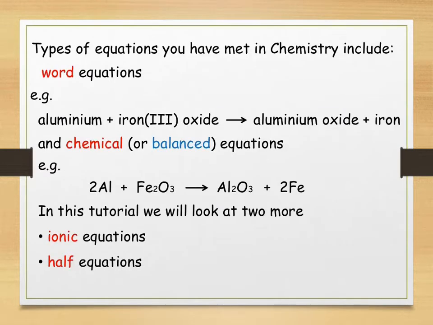So far, we have looked at both word and chemical or balanced equations. The word equation being, for example, aluminium plus iron 3 oxide goes to aluminium oxide and iron. The chemical or balanced equation, 2Al plus Fe2O3, goes to Al2O3 plus 2Fe.